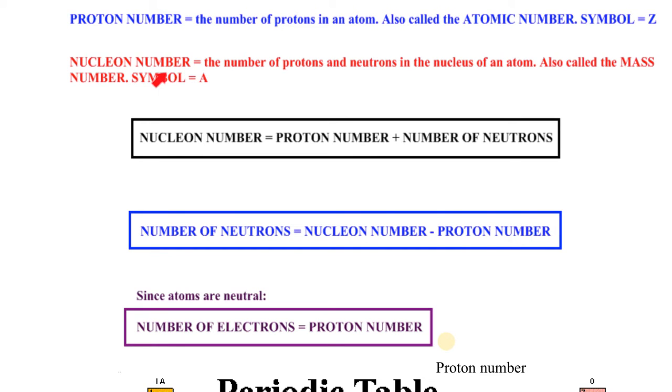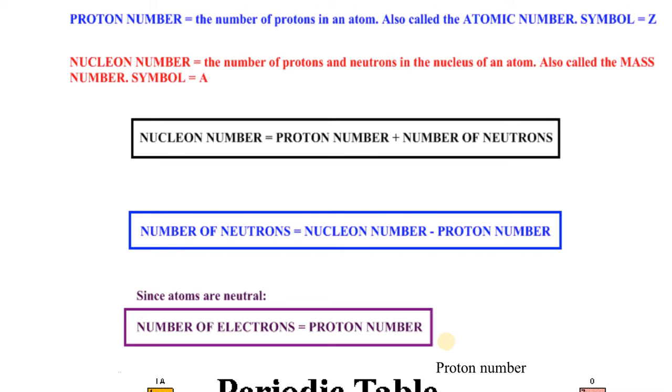The nucleon number is the number of protons and neutrons in the nucleus of an atom. Remember, a nucleon is a general term for particles that are found in a nucleus, so that includes protons and neutrons. Because of the fact that the nucleus is so heavy in comparison to the electrons, we say that 99.99999% of the mass of an atom is found in the nucleus.